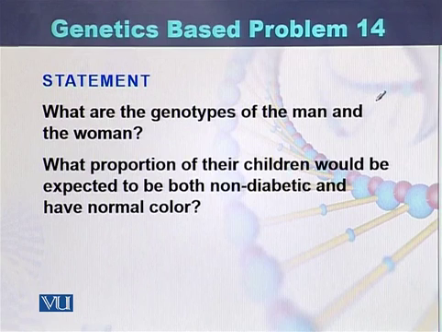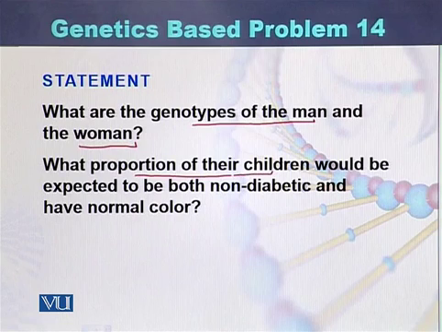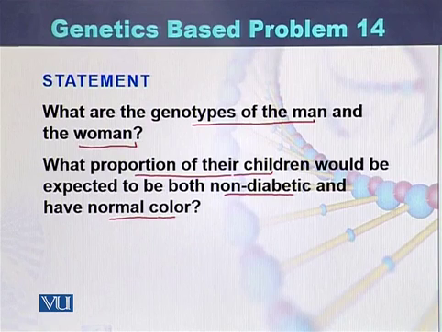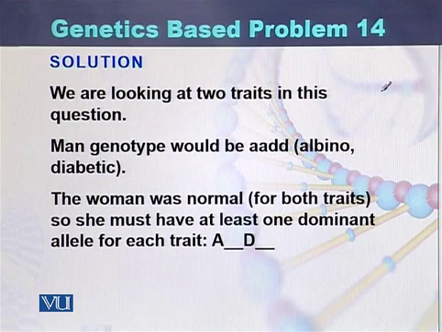We have to tell, based on the information provided, the genotypes of the man and the woman. Second, we have to tell the proportion of their children expected to be both non-diabetic as well as normal color. So two things: the genotypes of the man and woman, and the proportion of children who are non-diabetic and have normal skin color. We are looking at two different traits in this question.